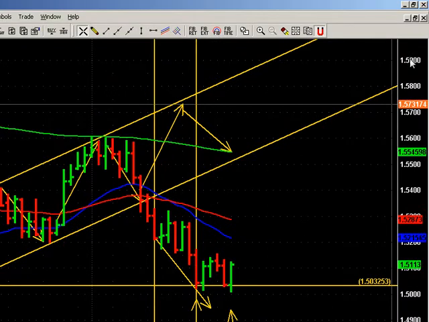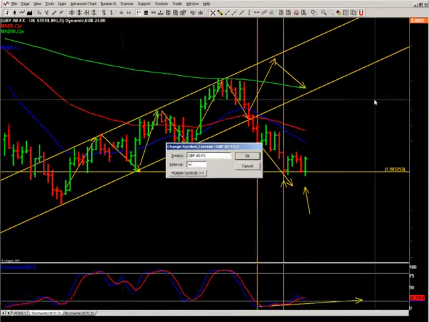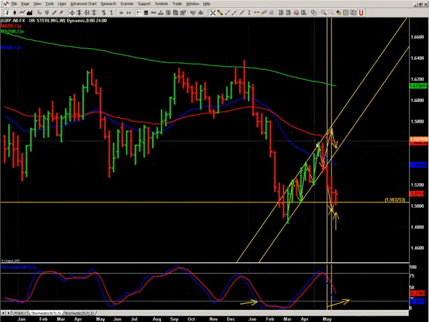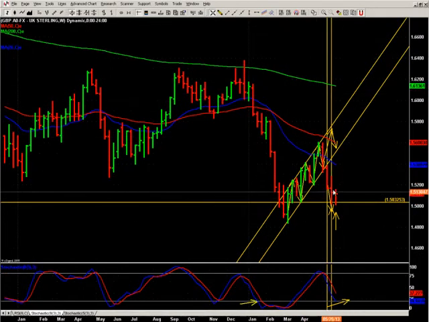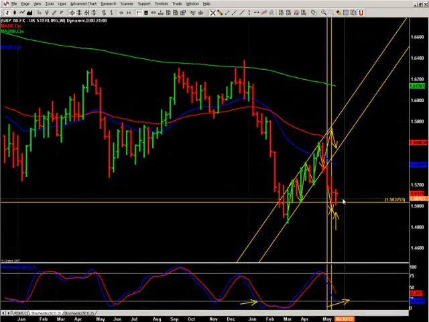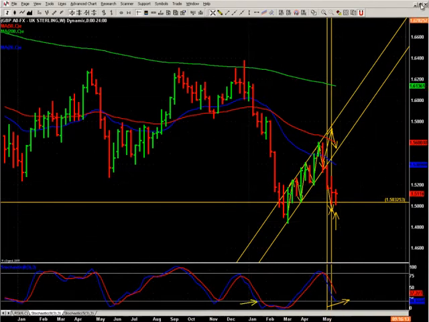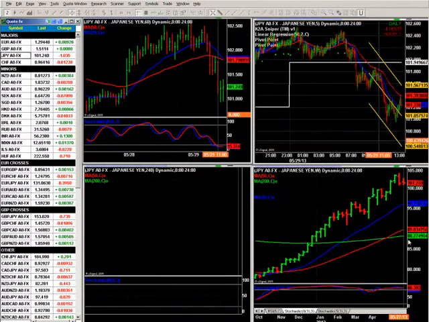Okay, let's see what's happening on a higher time frame for the bigger picture. Same thing, beautiful pullback, came back down, and it's testing the low down on this level here. Fine. Okay, let's go to Japanese yen.